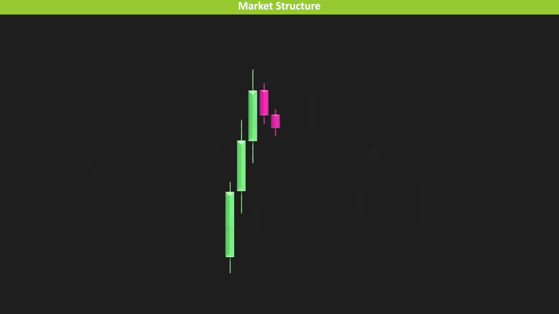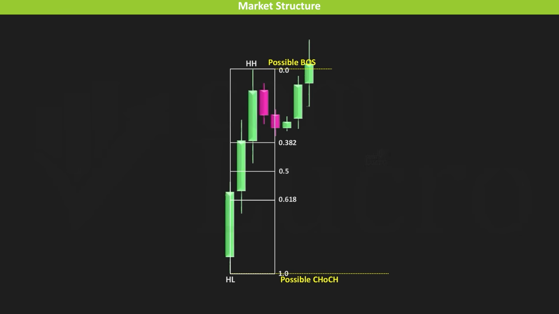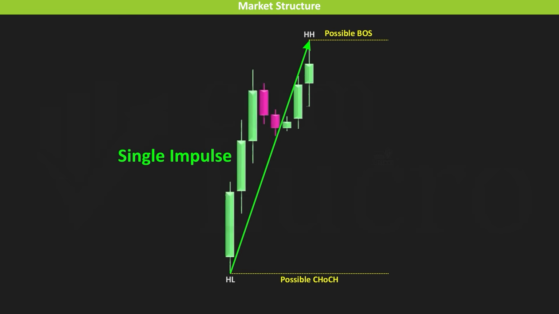Now let us move to the third and final criterion that helps us define a valid pullback: the depth of the retracement. In the ComLucro framework, pullback and retracement mean the same thing. Consider this example of an upward impulsive leg. After the impulse, price forms two retracement candles. But this pullback does not reach the 38.2% Fibonacci retracement level. Because this minimum depth is not achieved, this retracement is considered invalid. As a result, this move is not classified as a real pullback.